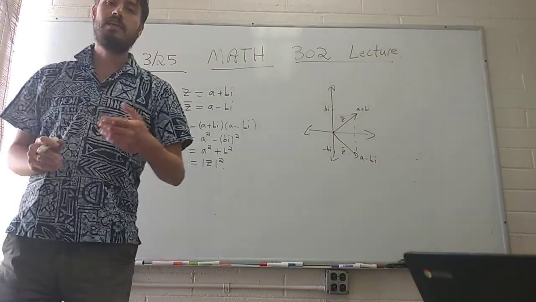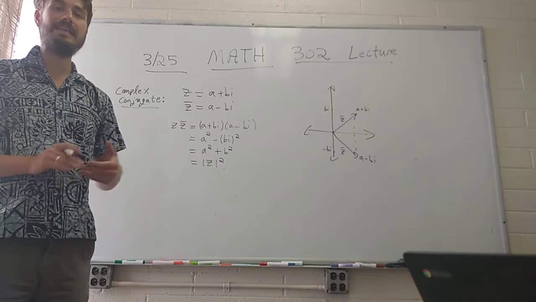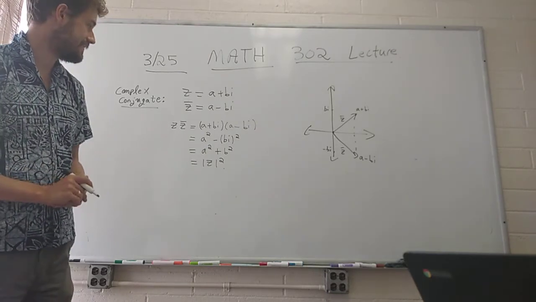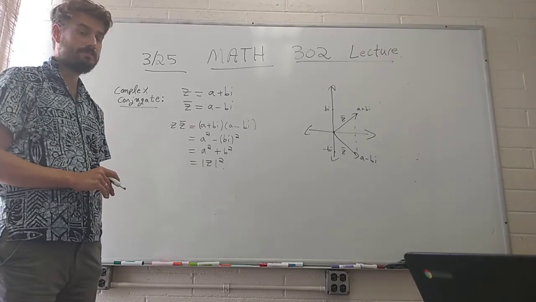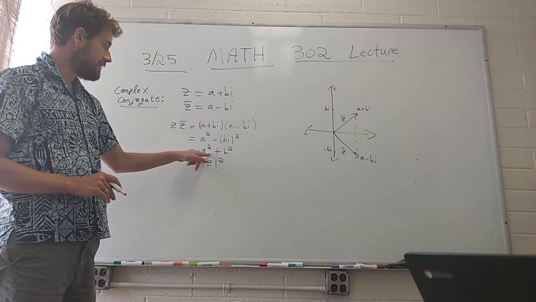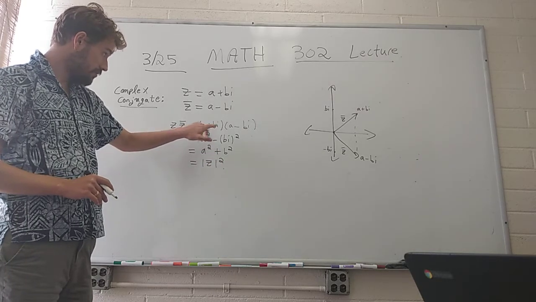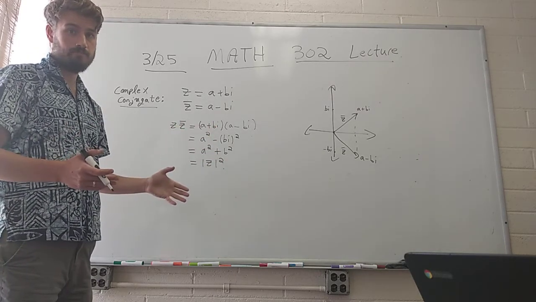That means a units on the real axis and minus b units on the imaginary axis. Their product, what is their product? It's a plus bi times a minus bi. That's the same as a squared. If you notice, this is the difference of two squares.